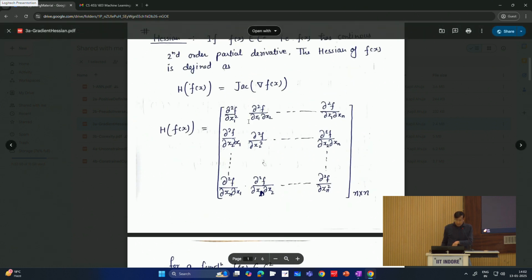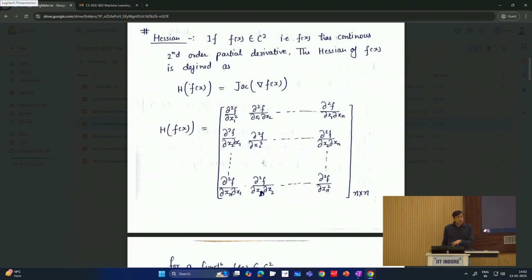An important thing to note here is that if your function is continuous up to the second derivative, again, if you've forgotten about continuity, please go back and remind yourself what a continuous function is, what a continuous derivative is, what C0, C1, C2 are. C0 means that the function is continuous, C1 means that the function is continuous up to the first derivative. First comes the function being continuous, then comes the function being differentiable, then comes the first derivative of the function being continuous. Then it will be the second derivative existing, and then the second derivative being continuous.